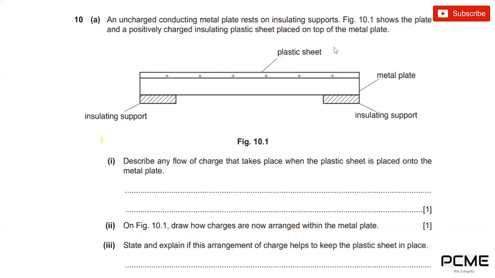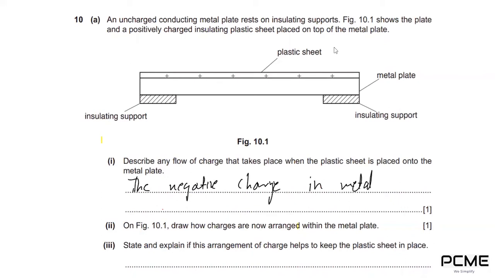It's always the negative charge, right? So you would say the negative charge in the metal plate moves towards the plastic sheet, because opposite charges attract each other, right?